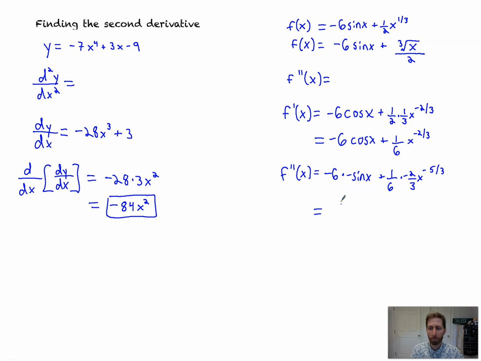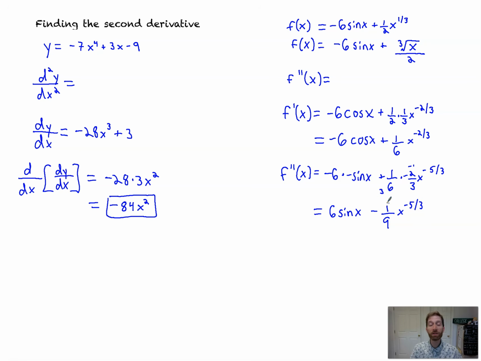And let's just clean it up. Negative 6 times negative 1 is 6 sine x. Careful here with your multiplying. Negative 2/3 times 1/6. The 2 and the 6 cancel to give us negative 1 and 3, right? So that's negative 1 and that's 3. So that's negative 1 minus 1 all over 3 times 3 is 9, x to the negative 5/3.